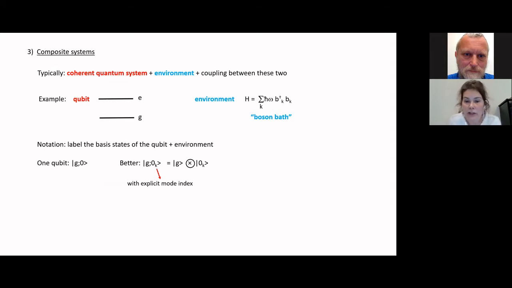Another way to write it is with the tensor product. The qubit is in state G, and then you add the tensor product with the state of the environment, vacuum, 0 modes of the type k.